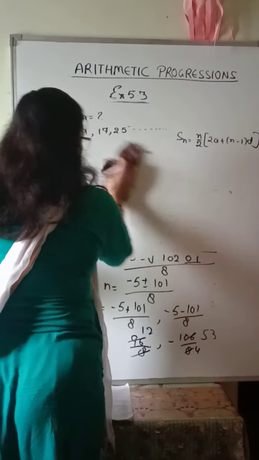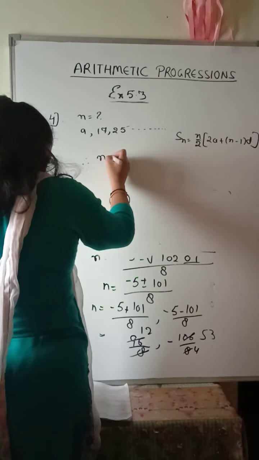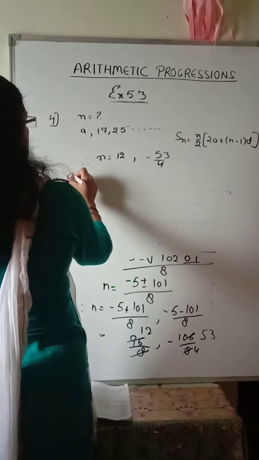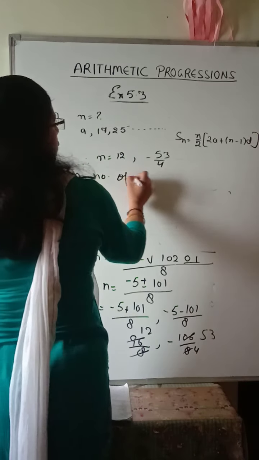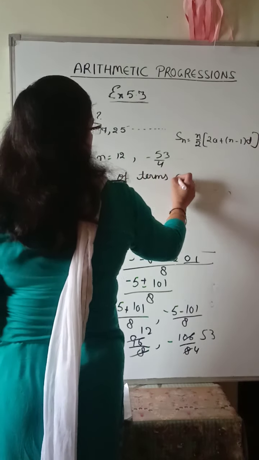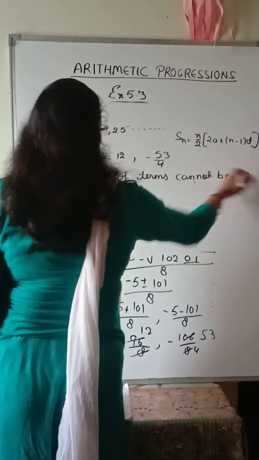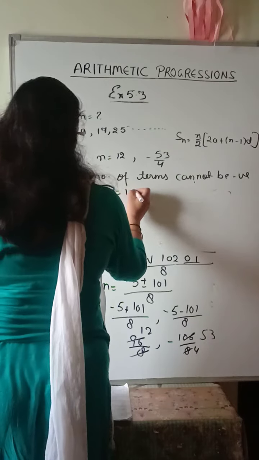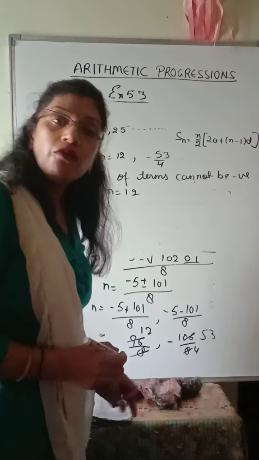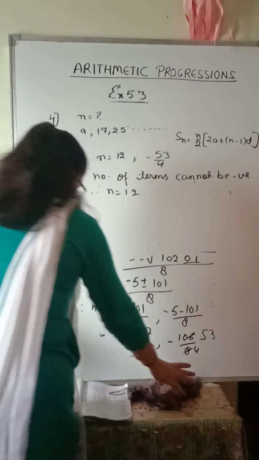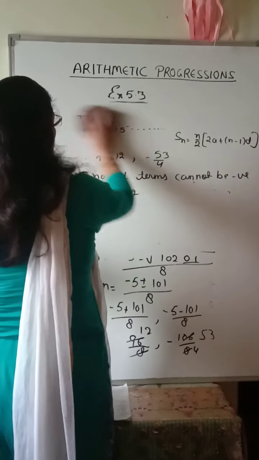So we will write, therefore n equals 12 and minus 53 upon 4, as the number of terms cannot be negative, therefore n equals 12. So we got the value of the fourth question. So for the fourth question the value is 12. Okay, so now we will start our fifth question.